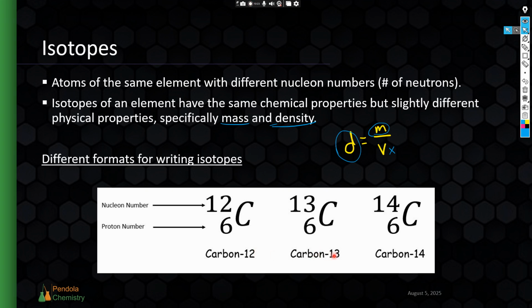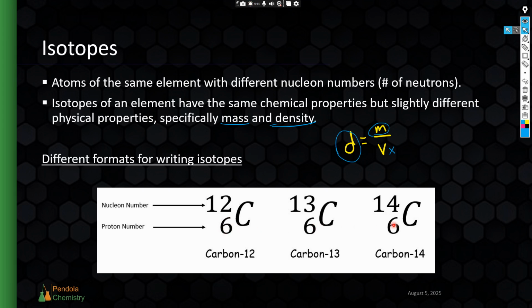When we say carbon-13, we are referring to the isotope of carbon that has 13 as its mass number. When we say carbon-14, same thing, a carbon isotope with a mass number of 14. This is one way of writing the isotopes. The other notation is used more in chemical reactions. We use the symbol for the element, C, and then we put the mass number or nucleon number on the top left and the proton number on the bottom left.